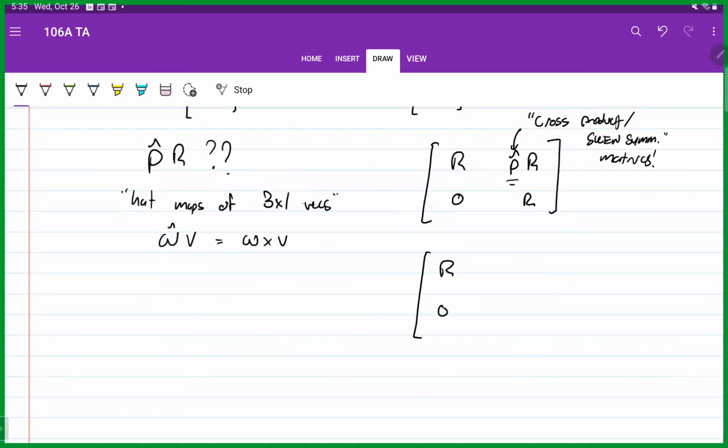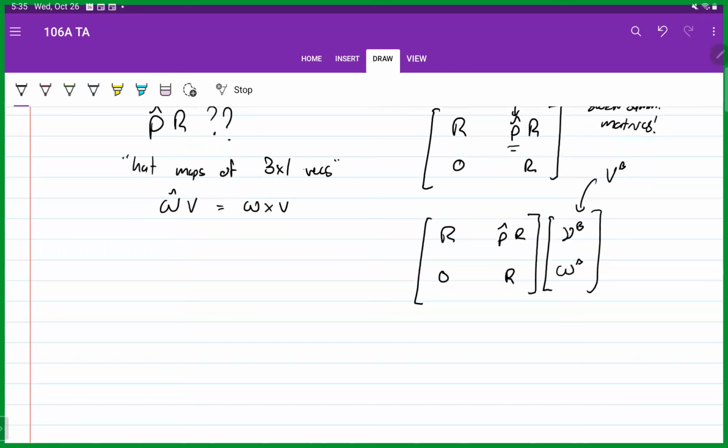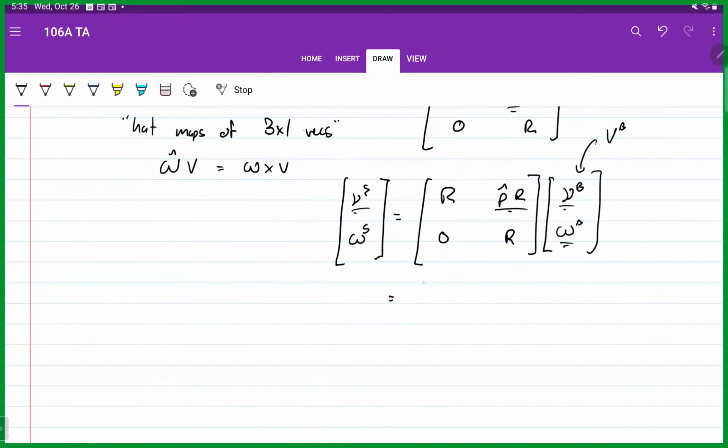So if we multiply this out on a certain twist, let's say we do R, p hat R, 0, and R, and we multiply that by some velocity in the body frame and some omega in the body frame, this is equal to our V_B right here. So this is something that helps us figure out what our spatial angular velocity will be in terms of the components of this one. If we perform this multiplication, we get R times V_B plus p hat R times omega_B, 0, and R times omega_B.